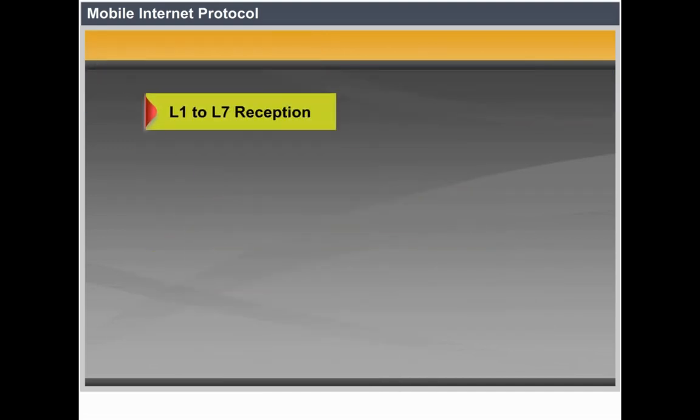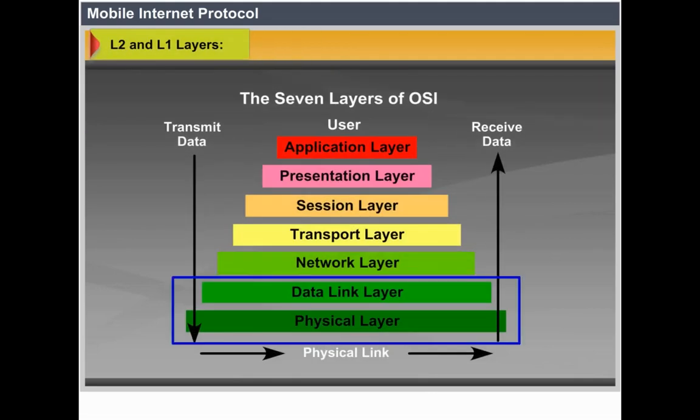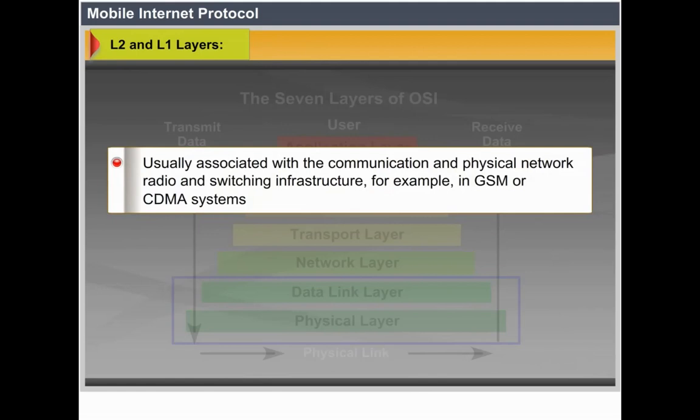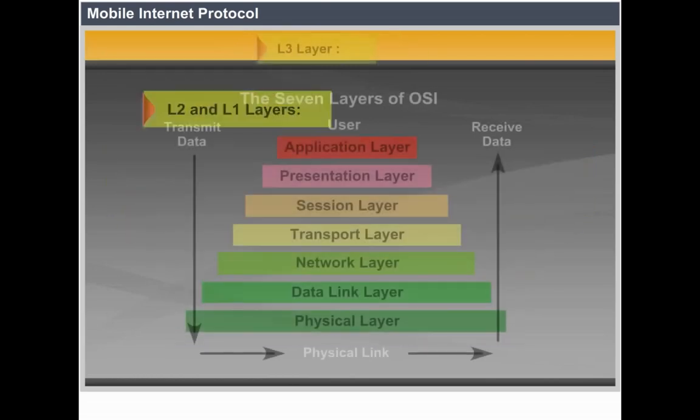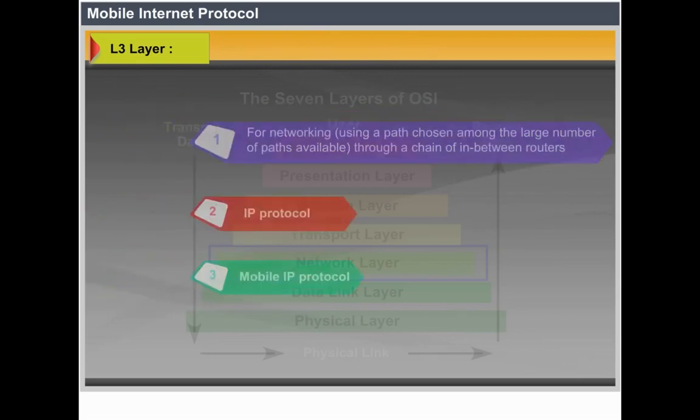L1 to L7 reception. At the receiving end of the network, the bits in the header fields are decoded, for example, by extracting the header upon reception before passing the data to the upper layer. L2 and L1 layers are usually associated with the communication and physical network radio and switching infrastructure, for example, in GSM or CDMA systems. L3 layer, for networking, uses a path chosen among the large number of paths available through a chain of in-between routers. IP protocol, Mobile IP protocol.